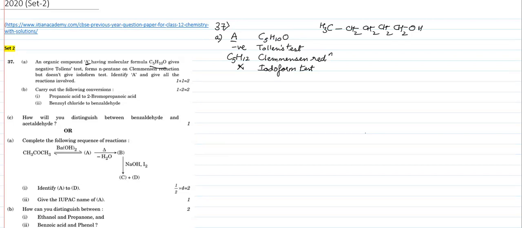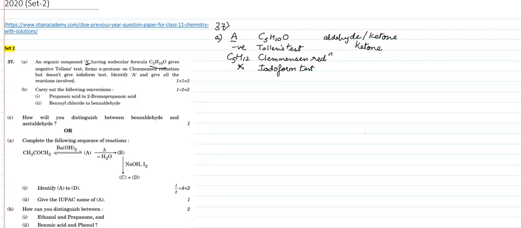Another easier way to figure that bit out would have been the fact that this particular compound has given us a negative Tollens test. And so this particular compound can either be an aldehyde or a ketone. So we have 2 possibilities. Now, the fact that it has given us a negative Tollens test implies that it is not an aldehyde, but it is a ketone, because aldehydes would have given us a positive Tollens test.